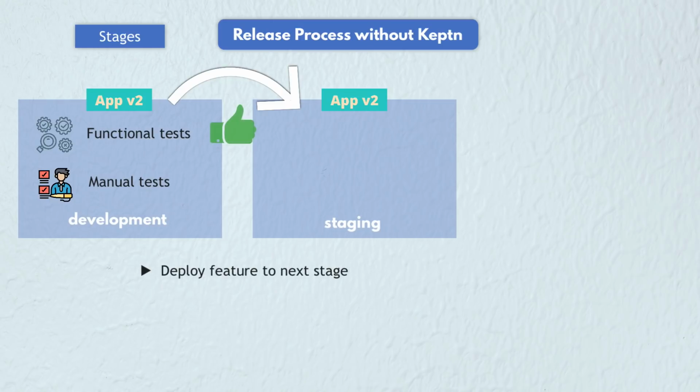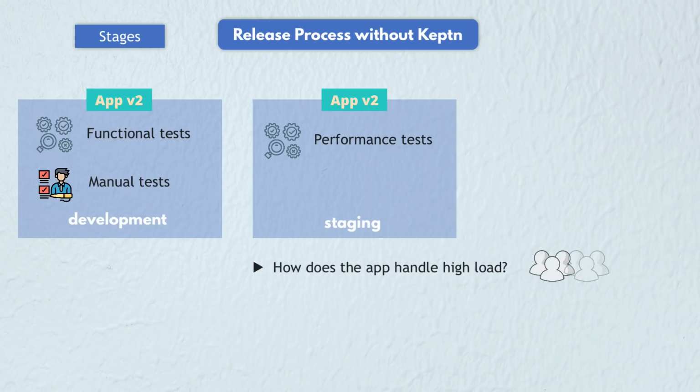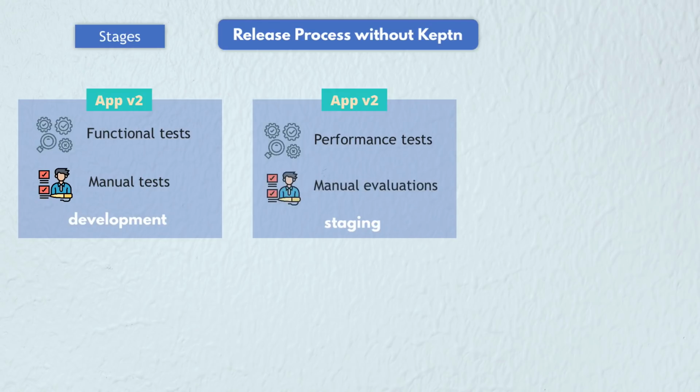So we deploy the feature to this next stage. Let's say in our case, we call it staging. On dev environment, we ran functional tests to make sure everything functions properly. Here we can focus on performance of the application and run performance tests, like how does application handle high load of traffic or how fast it responds to user requests and so on. Again, automated tests may not be enough, so quality engineers may do extensive manual evaluation to check application performance, look at the test results and compare to the previous builds.